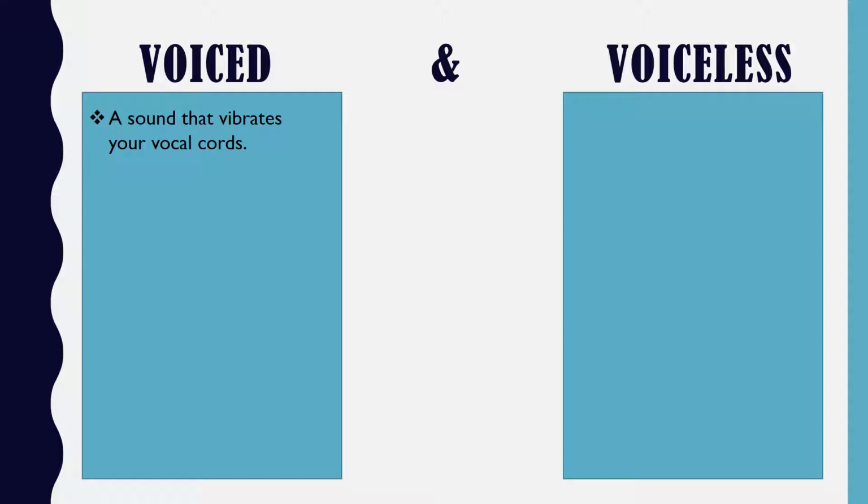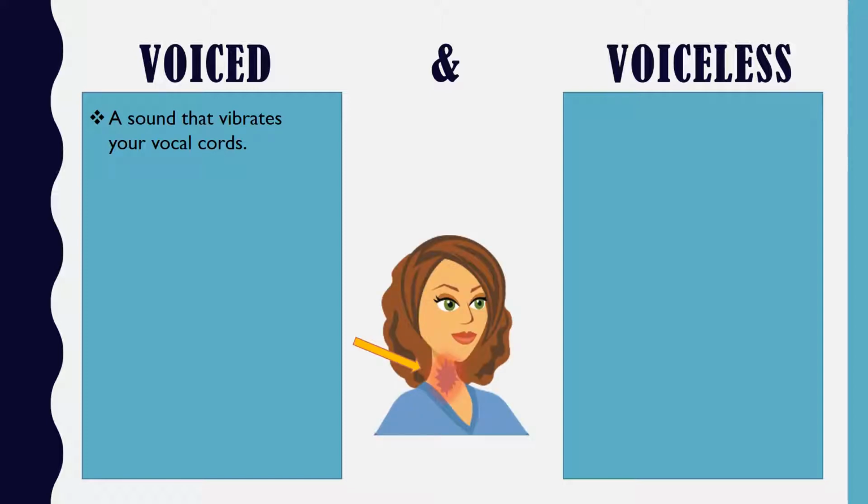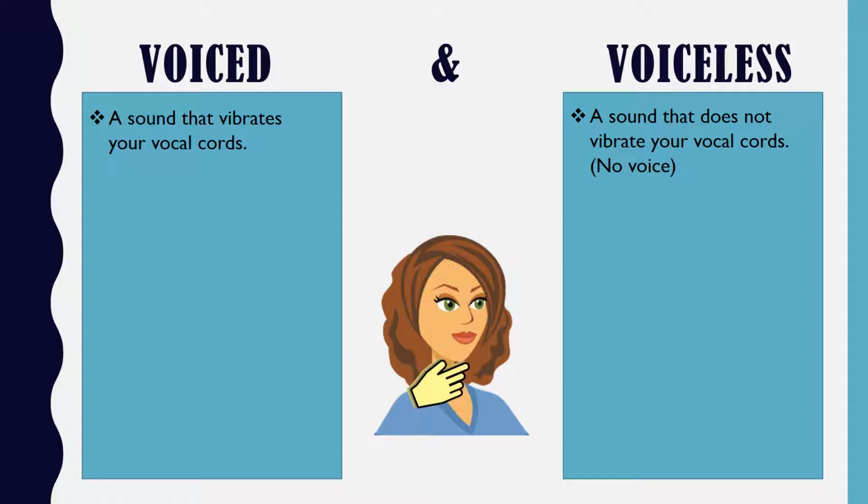A voiced sound is one that vibrates your vocal cords. Your vocal cords are in your throat, and they are what produce sound when you speak. A voiceless sound is one that does not vibrate your vocal cords. You make these sounds with your mouth and with air. To understand what that means, place your hand on your neck like this. Now make this sound.